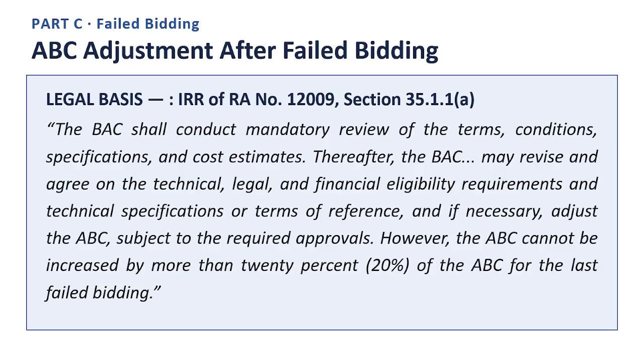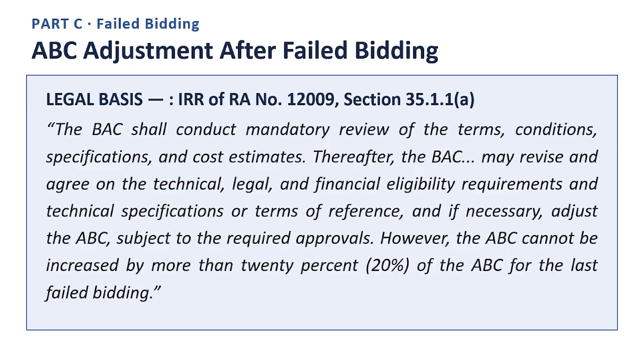End quote. The 20% figure here is a hard ceiling, and it is measured against the ABC used in the most recent failed bidding, not against whatever the very first original estimate happened to be. This distinction matters if a project has already gone through more than one failed bidding cycle.